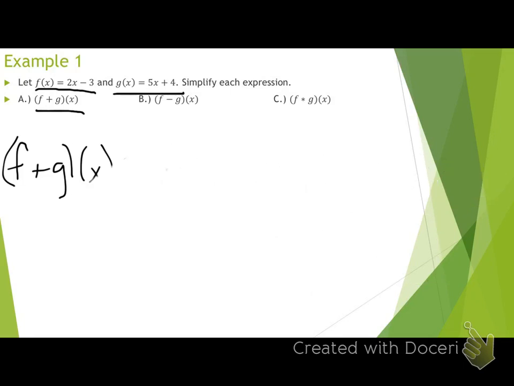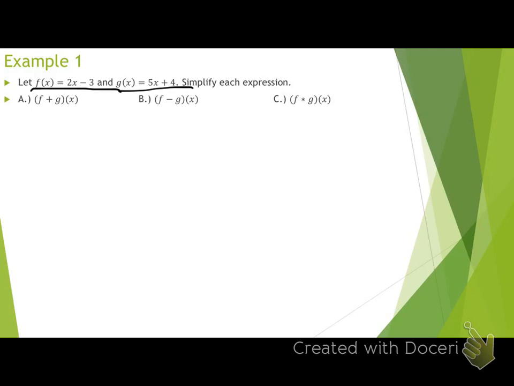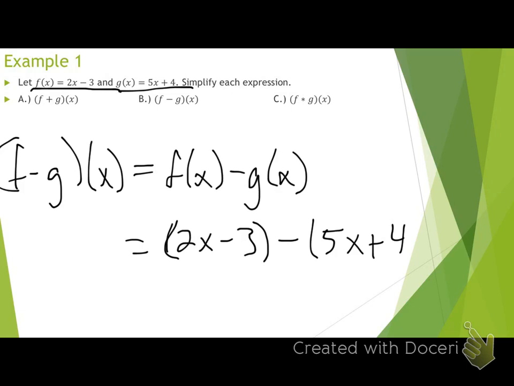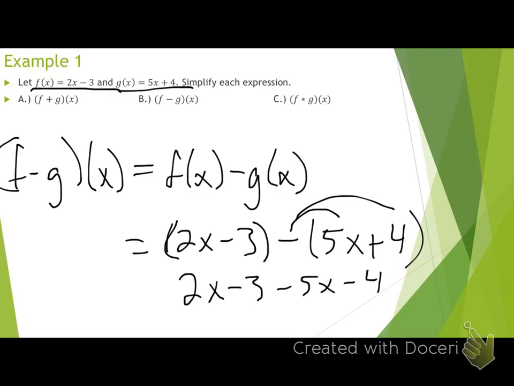Letter B wants me to find f minus g of x. So I'm just going to subtract my two functions. I'm going to do f of x minus g of x. So I get 2x minus 3 minus 5x plus 4. Now remember to be careful when you're subtracting polynomials. Before we can start combining like terms, we have to distribute our negative to this second set of parentheses. So I have 2x minus 3 minus 5x minus 4.